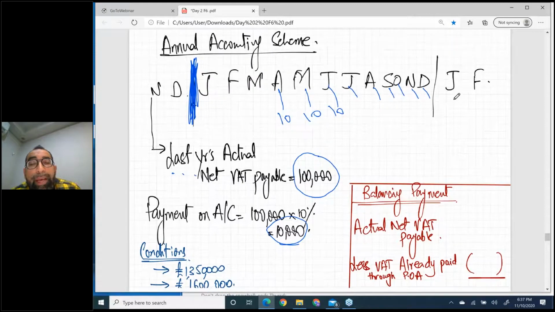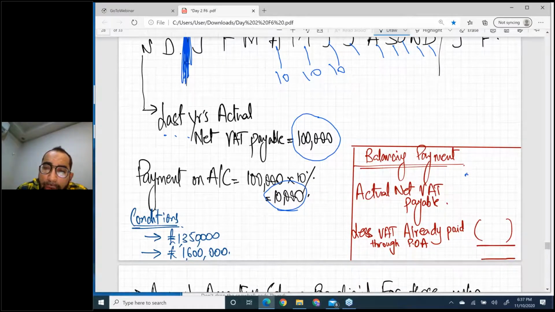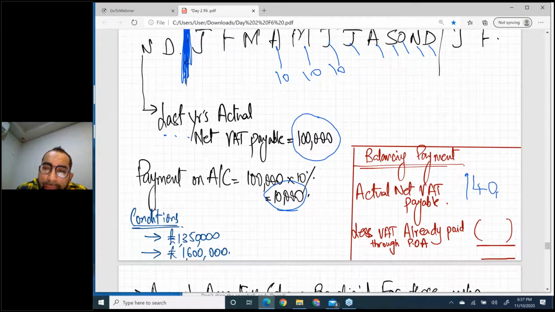Now you have to calculate balancing payment. Just think that the whole year has been passed, so you also got the actual VAT payable for this year. Let us say the actual VAT payable for this year came out to be 140,000.